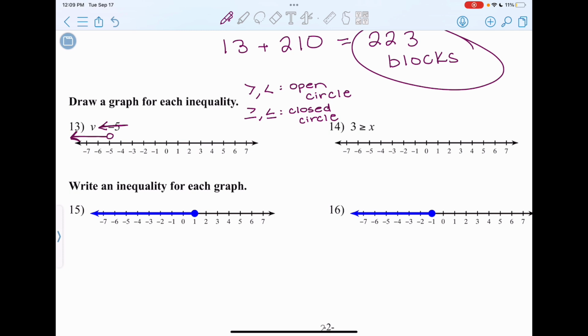In 14, notice how my x is on the wrong side. I want x to be on the left and 3 to be on the right in order for my arrow trick to work. When you rewrite it, make sure that your sign is still facing the same value. So notice how it was opening up towards the 3. That means it still needs to be opening up towards the 3 when I switch it around. So this tells me I'm going to have a closed circle at 3, and I'm going to the left.